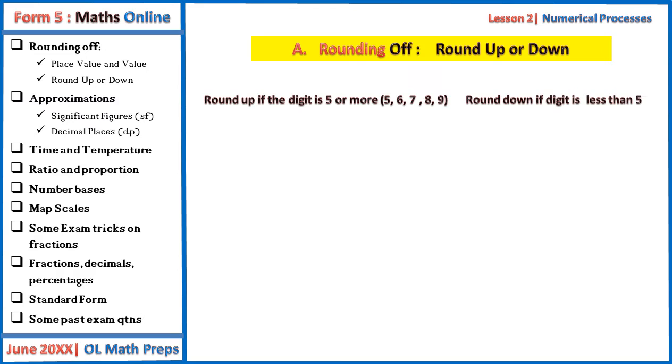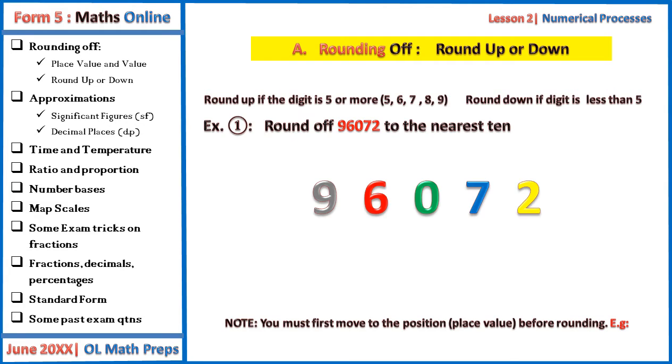Rounding up or rounding down comprises what you call rounding off. So rounding off is made up of either rounding up or rounding down. We round up if the digit is 5 or more, that is 5, 6, 7, 8, 9, we round up. And we round down if it is less than 5, that is 0, 1, 2, 3, 4, we round down. You must first move to the position of that place value before you round up or down.